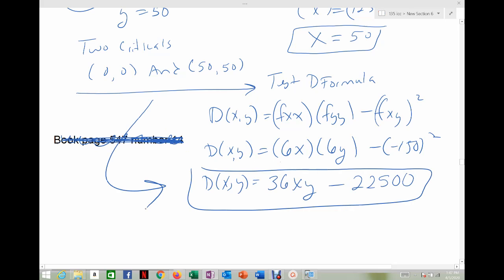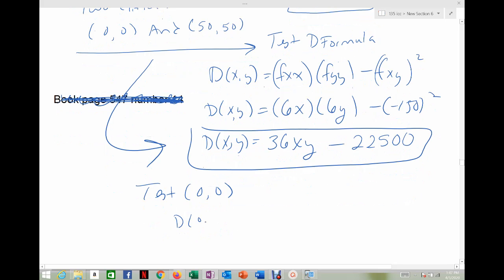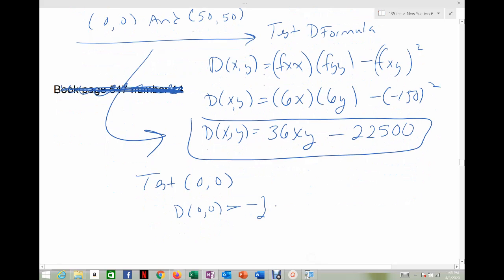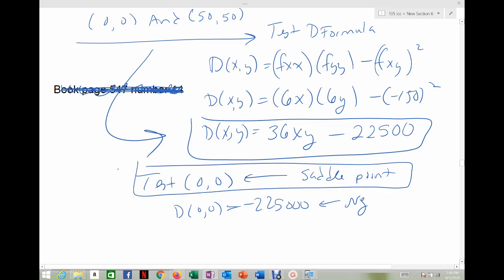Now I'm going to test my values. The first one I'm going to test is 0, 0. When I plug 0, 0 into this formula, this zeroes out. It's going to leave me with that really big negative number, negative 22500. As it comes out negative, that makes it a saddle point, which means I'm done. It's neither a max nor a min, so I don't worry about it. It's just a stopping point, but it doesn't give me a maximum value or a minimum value.